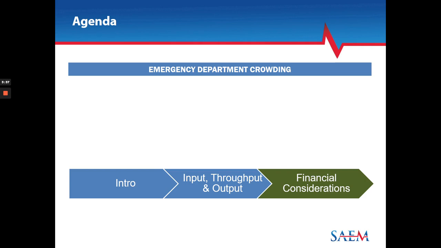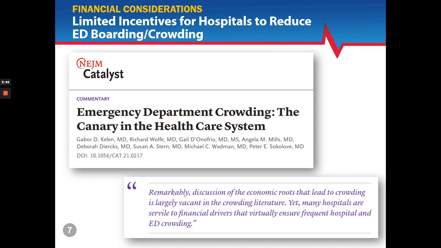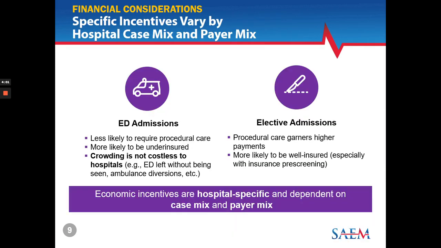Now let's discuss some of the hospital financial incentives that are thought to be root causes of ED crowding. Here's a commentary from the fall of 2021 by a number of chairs of emergency medicine. They assert that while the input, throughput, output model that we just discussed is helpful, a lot of the discussion around ED crowding misses what they consider to be the true cause of access block, which is hospital financial incentives.